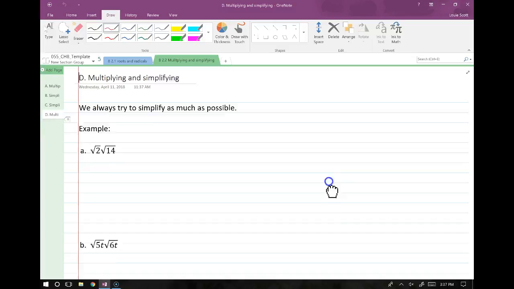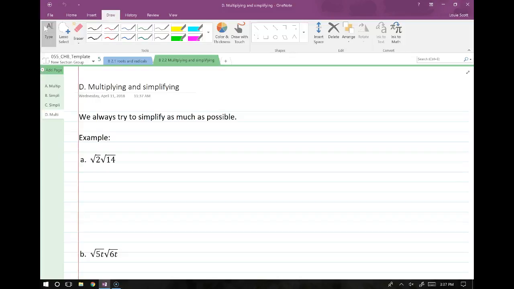So remember, when we're multiplying, we just went over how to simplify and how to multiply, just like fractions, we always want to simplify as much as possible at the end. Sometimes you can't really simplify it too much until you multiply it out first. So with this one, this turns into the square root of 2 times 14, which ends up as root 28.